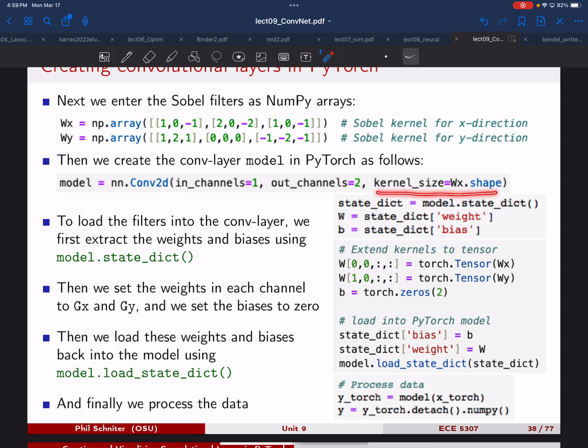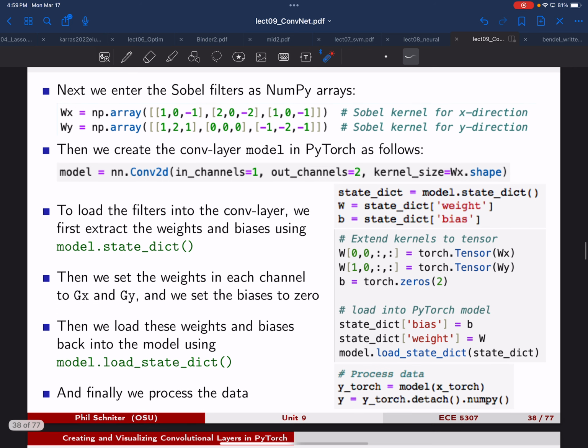And the kernel size is going to be 3 by 3, which is basically the shape of this. Okay, so how do we load these filters into this PyTorch object? What we can do is we can extract the state dictionary. So we take our model, do state dictionary. This gives us our state dictionary.